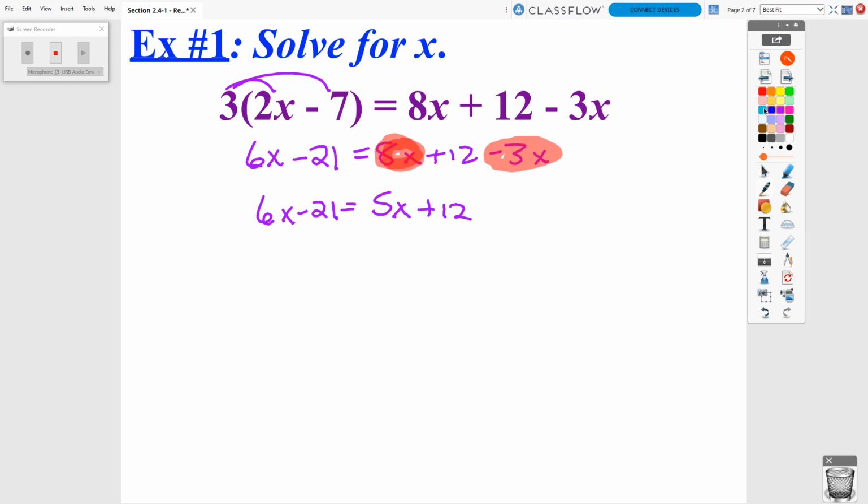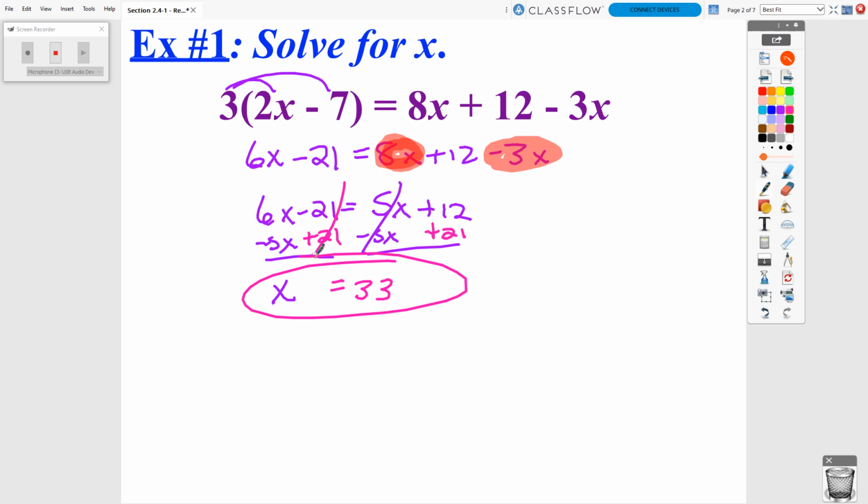And then maybe as a next step, I'll subtract that 5x over to the other side. So I've got all my x's on the left. And then I need to add that 21 over to the 12. And I can finish to say that x equals 33. Right? So that wasn't too terribly difficult.